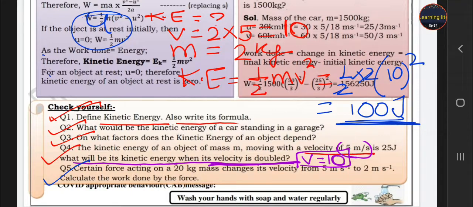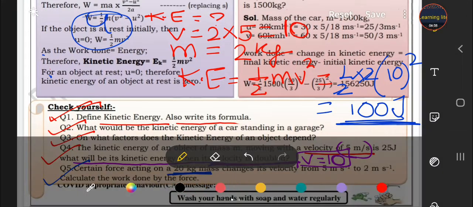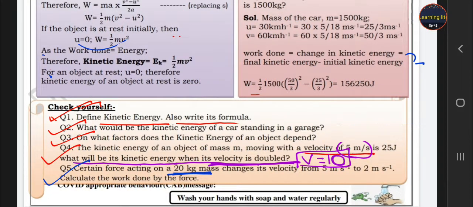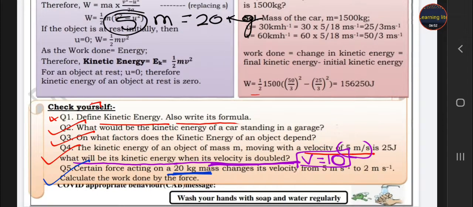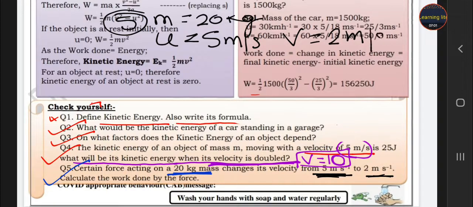Last, the fifth question. A force acts on a 20 kg mass. Mass is given here, that is 20 kg. Velocity changes from 5 to 2. It means u is 5 meter per second, v is 2 meter per second. And we have to calculate the kinetic energy or work done.